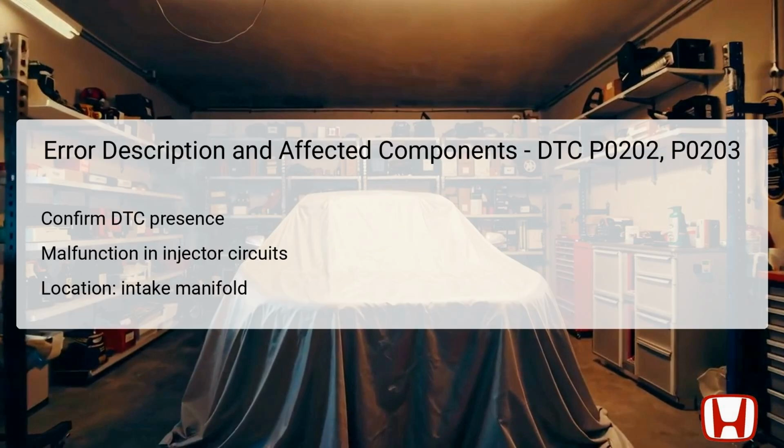The DTCs P0202 and P0203 refer specifically to circuit malfunctions in the fuel injector systems for the second and third cylinders. The affected components are the fuel injectors themselves, which are responsible for atomizing fuel before it enters the combustion chamber. The injectors are mounted on the engine's intake manifold, making them integral to ensuring proper fuel delivery into the engine. The engine control module, ECM, monitors these circuits and regulates the injectors opening and closing to achieve the desired fuel-air mixture for optimal performance.